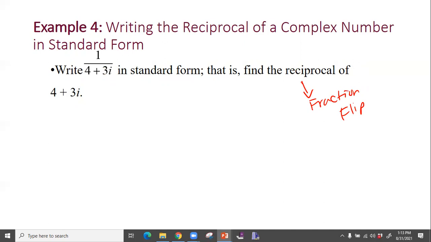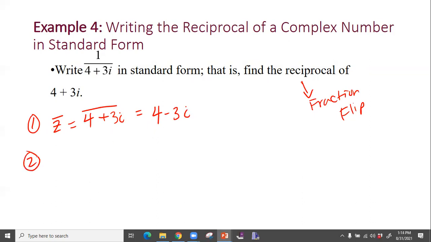Okay, so to find the reciprocal of a complex number, it involves a couple of steps. Step 1 is we have to find its conjugate. That means we're looking for the conjugate of 4 plus 3i. And what is the conjugate of 4 plus 3i? You're so smart. 4 minus 3i is its conjugate.